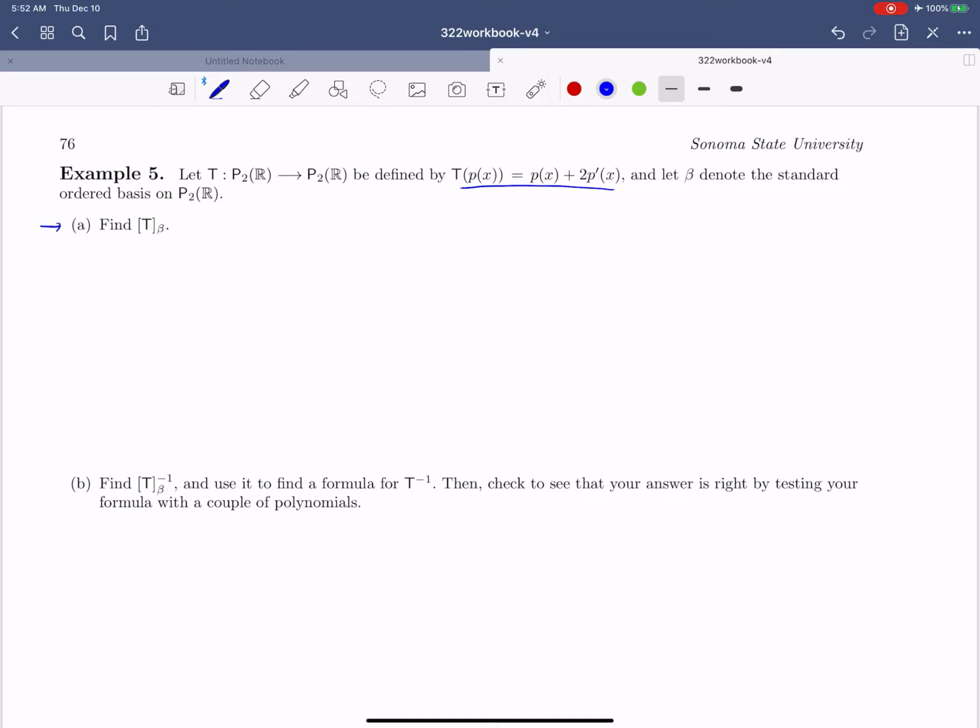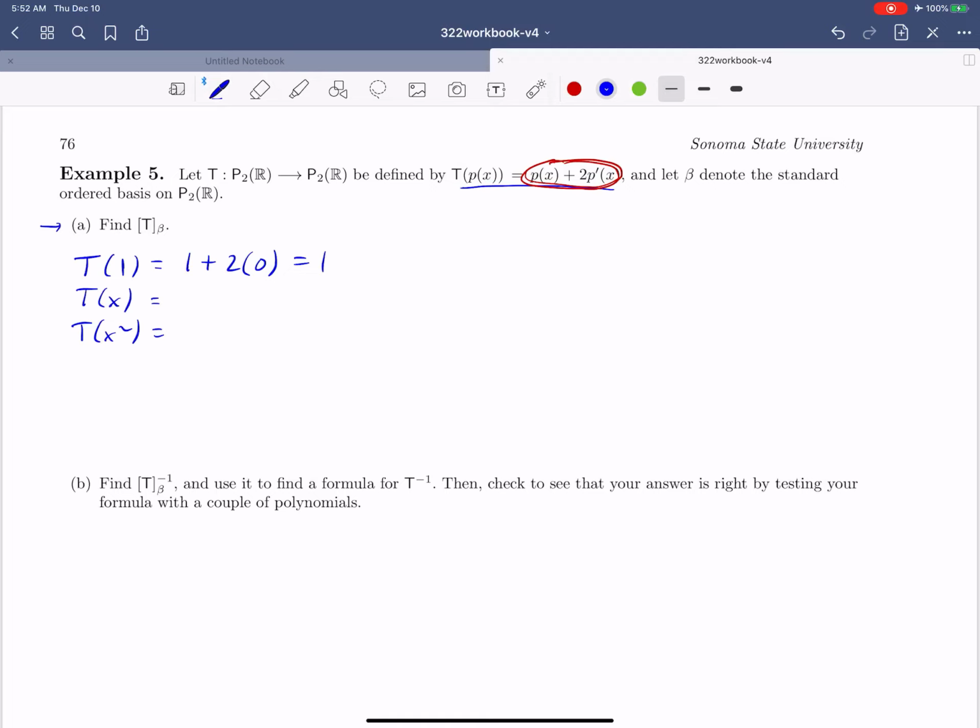We just need to substitute in our basis vectors one at a time: T(1), T(x), and T(x²). Remember that the formula for the transformation is sitting here. So to do T(1), we're going to get 1 plus 2 times the derivative of 1. I'm just following what that formula tells us. The derivative of 1 is 0, so we're just going to get 1 out of that.